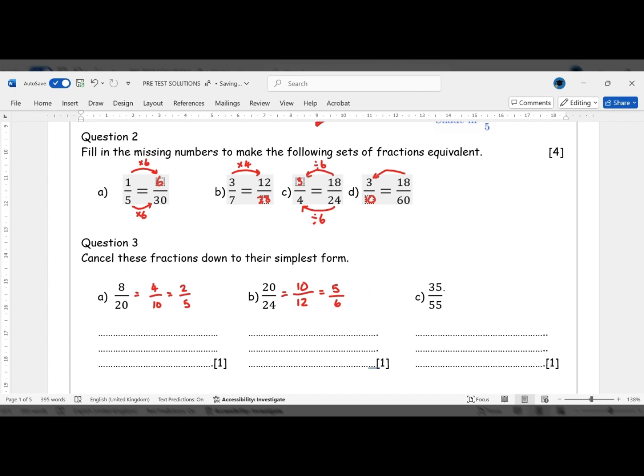Whereas these, you're not going to divide by 2 here because they're not in the 2 times table, but they are in the 5 times table. So we'll divide them both by 5.